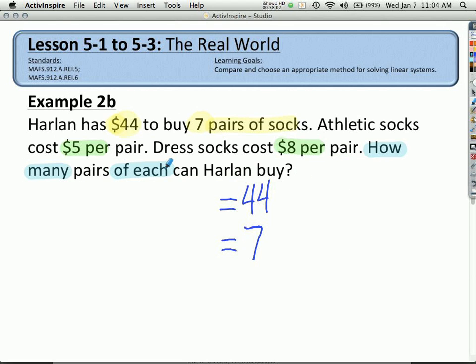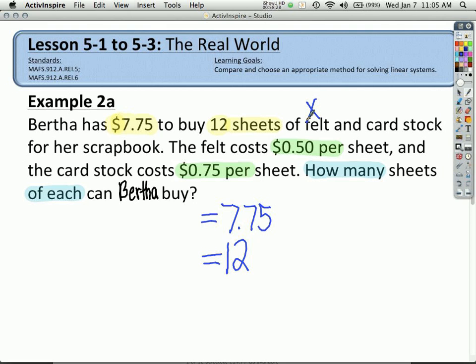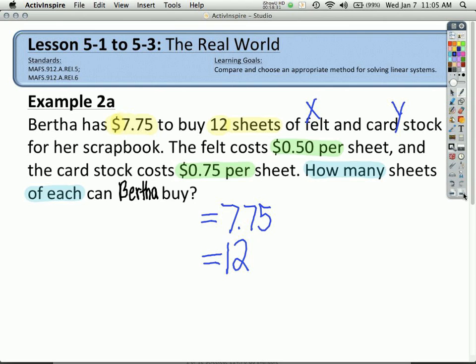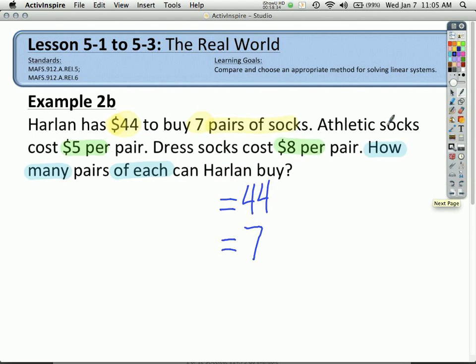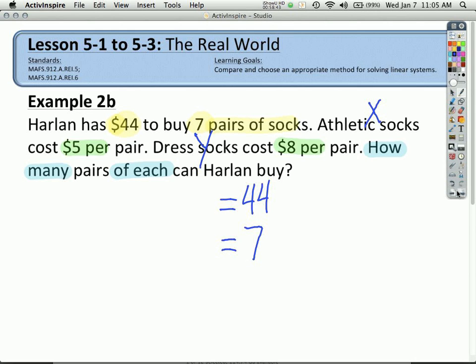So, how many things are missing? Way back in September, we did equations that had one thing missing. How many things are missing in this question? Paige? 2. So what if we said in this question that felt was X and cardstock was Y? And then if we go to this question, we say that athletic socks is X and dress socks is Y. We just figured out one of our equations in both situations.